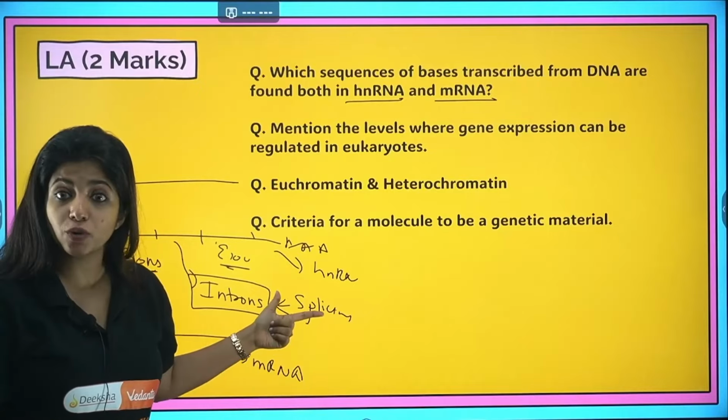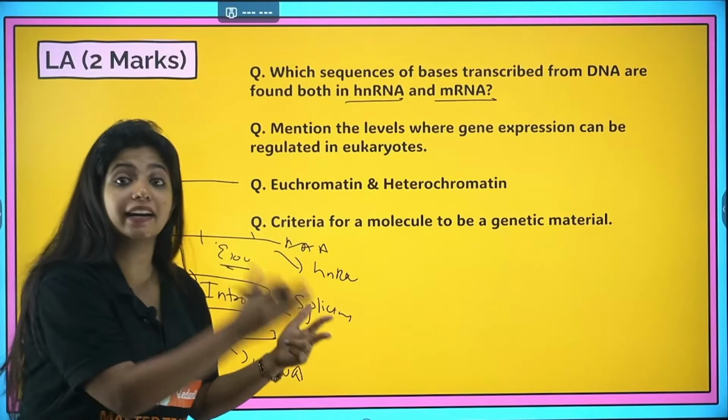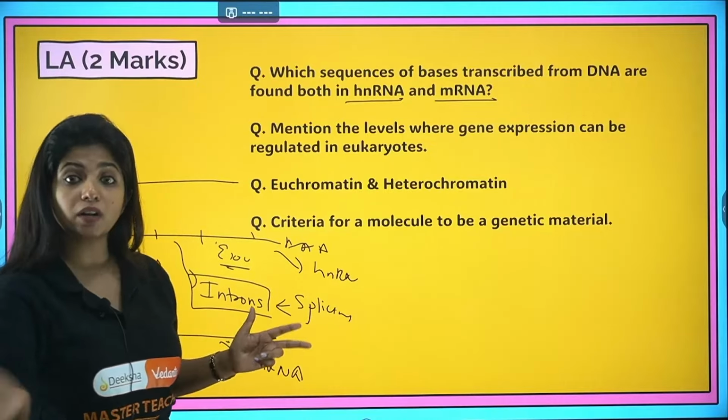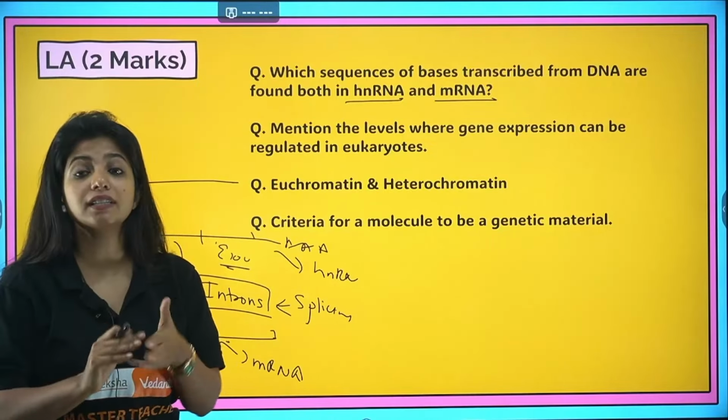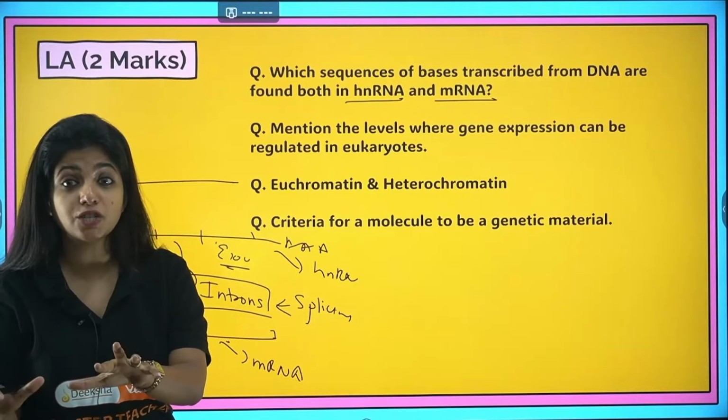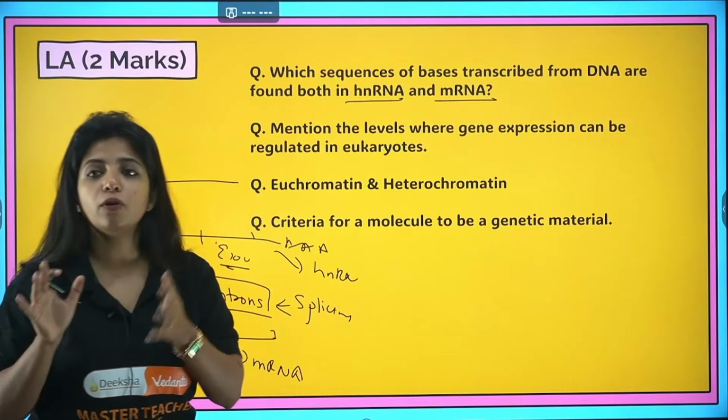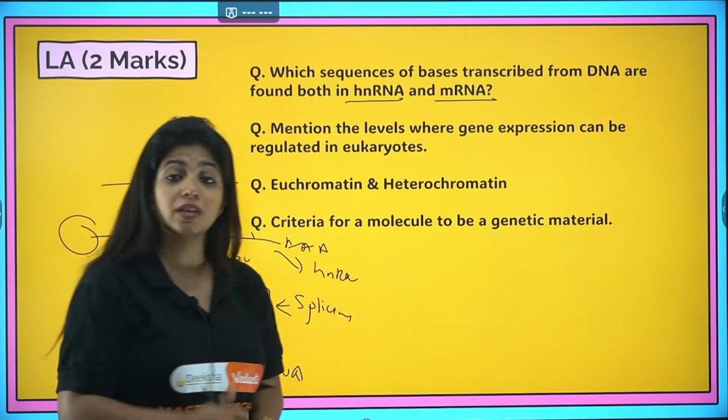I can stop the processing from happening. That is there. Third thing, I can let the processed mRNA go out, or I can stop it. And the fourth thing is that I can let translation happen or I can stop it. So these are the 4 ways where I can regulate gene expression in the case of eukaryotes.